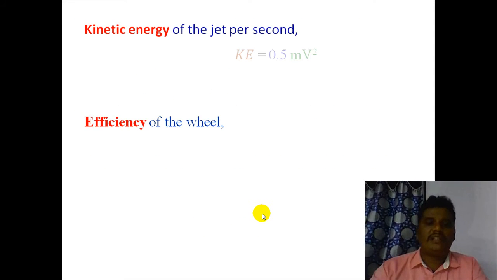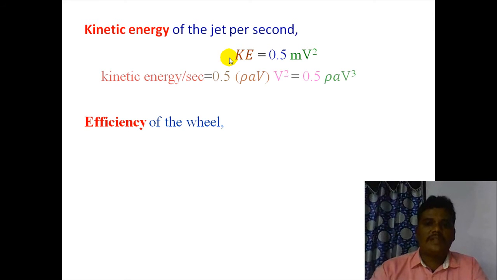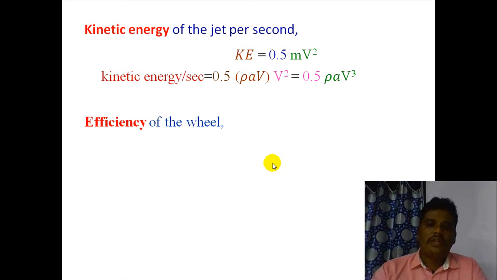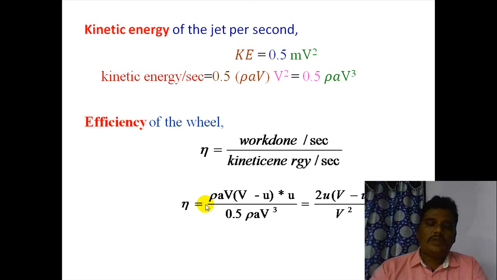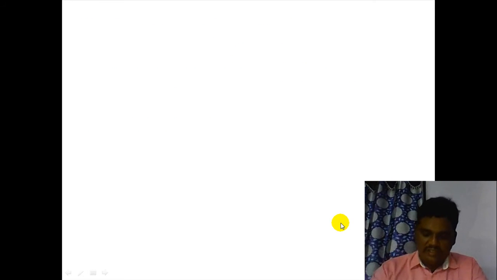Kinetic energy of the jet per second is half m v square. Mass per second becomes rho A V, so kinetic energy per second is 0.5 rho A V into V square. The efficiency of the wheel, eta, is work done per second divided by kinetic energy per second. Eta is rho A V into V minus U into U divided by 0.5 rho A V into V square. Now we get 2U into V minus U by V square. This is the efficiency.